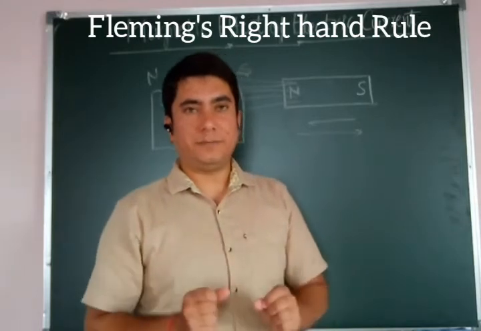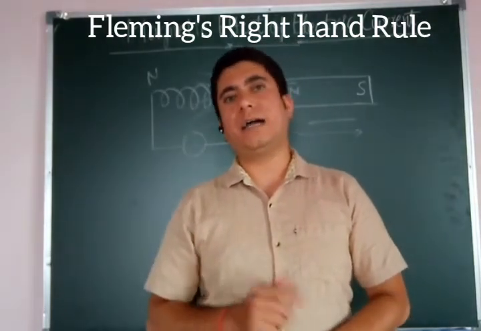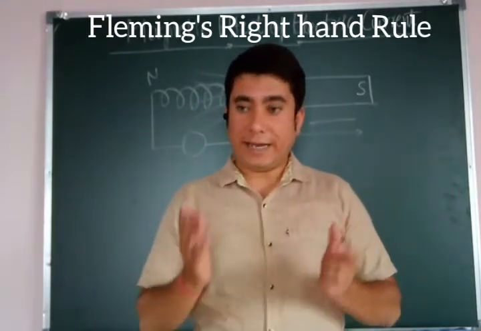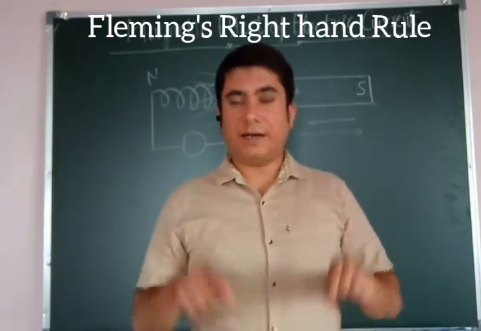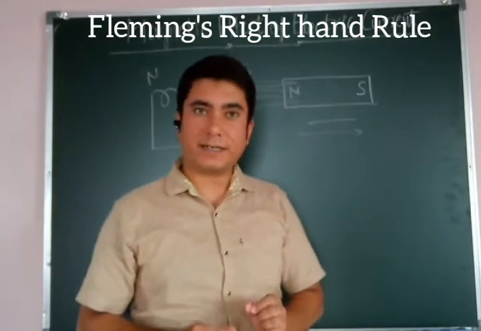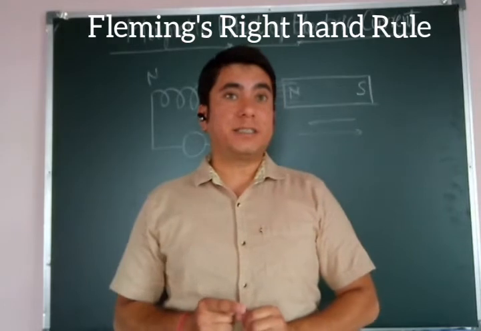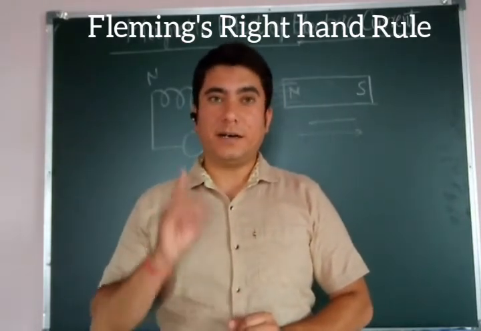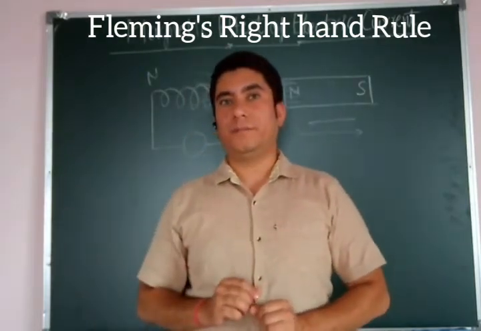Student, किसी भी circuit में current कैसे induced होगी? Either the magnet will move or the conductor will move. If any conductor moves in a magnetic field, किसी magnetic field में कोई conductor अगर move करता है, ठीक है, in that condition an induced EMF will be generated in the conductor. This is the principle of the DC generator also.